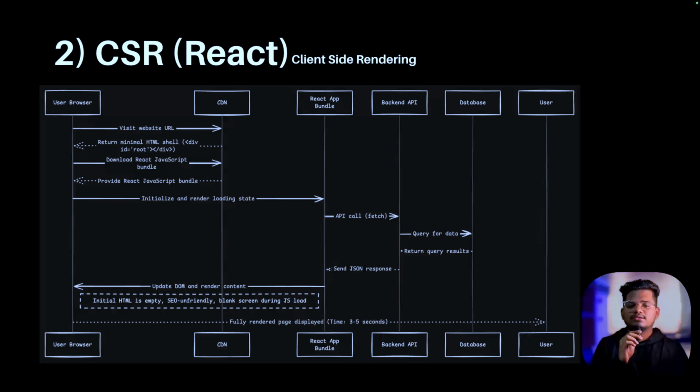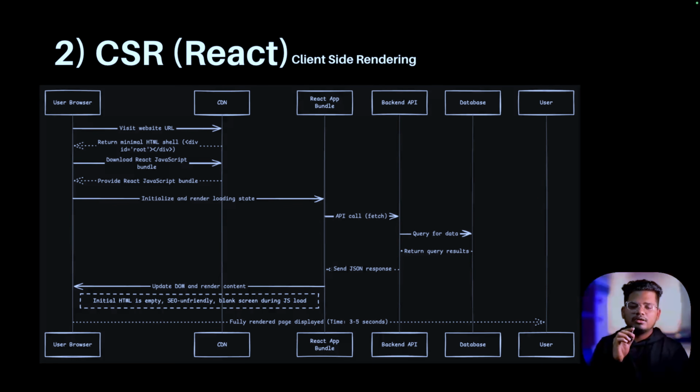On your screen, you can see a sequence diagram that shows six key components: the user browser, a CDN, the React app bundle, your backend API, a database, and of course, the user at the end. Here's what actually happens. First, when you visit a website URL, your browser makes a request to a CDN. The CDN immediately returns a minimal HTML shell, and this is important. It's just a basic div with an ID of root. That is it. No content yet.